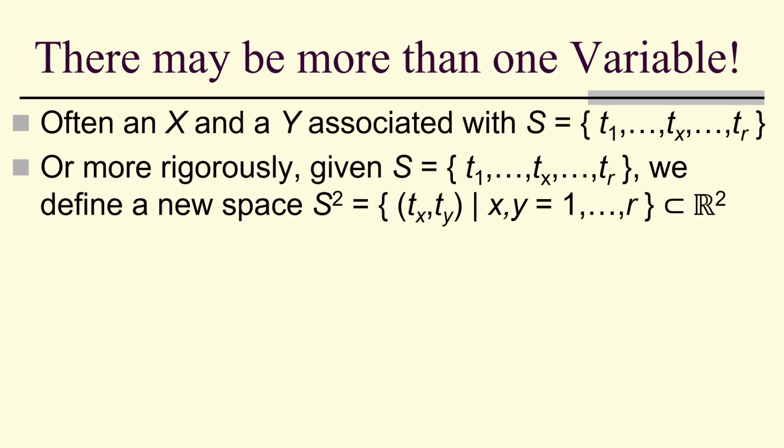Or more rigorously, given S is equal to T1 to Tx to Tr, we can define a new space, a product space, of tuples, T sub x, T sub y pairs for x and y equals 1 to R. And that would be a subset of R squared.